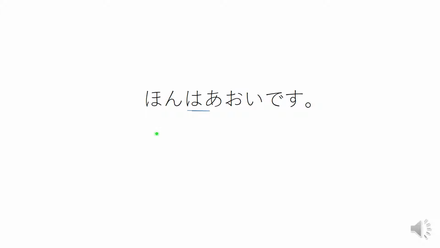So wa marks what you're actually talking about. If you're writing a sentence, you have to think, what is the rest of the information describing? What is the rest of the information about? So it's usually the actions of a person, or it's describing a noun. Okay, next.